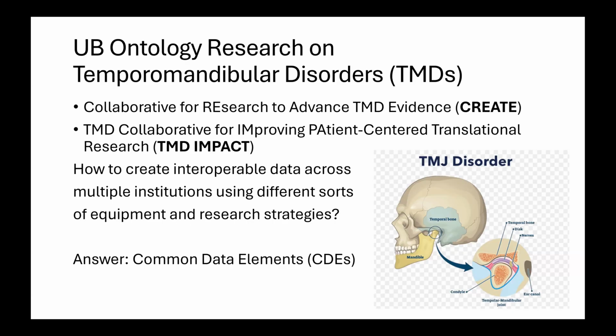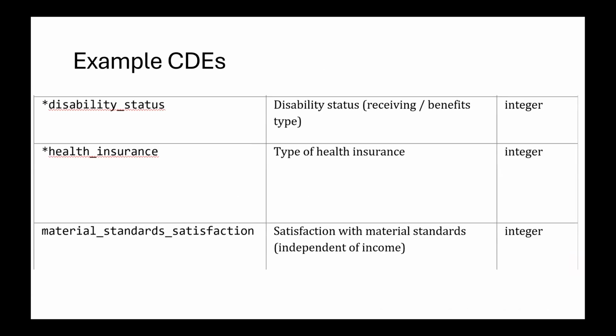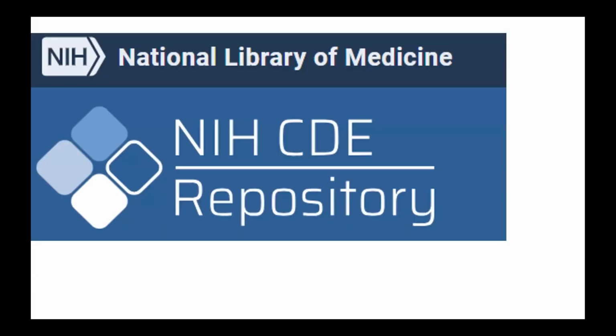So these are common data elements. There are thousands and thousands of common data elements which are collected in the NIH Common Data Element Repository. And this is not rocket science. So these are some examples of common data elements. What is the disability status of this patient? What is the type of health insurance of this patient? These are the kinds of data that one needs to collect.